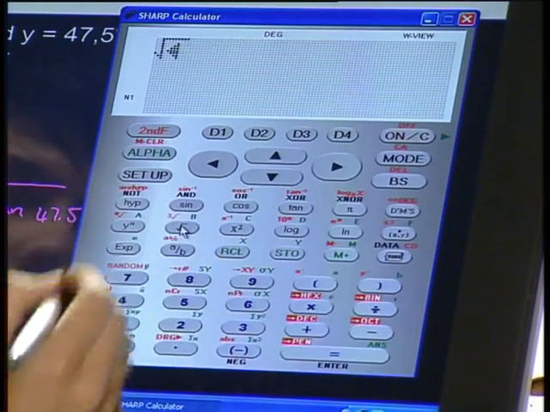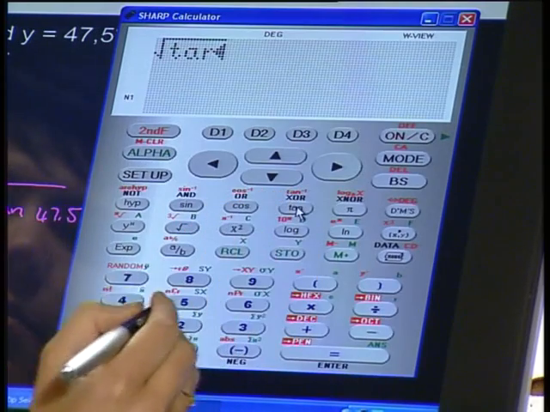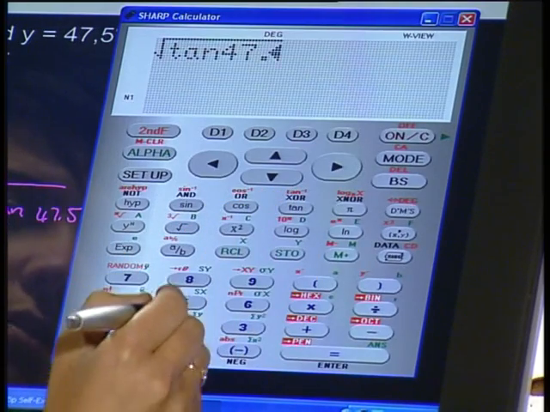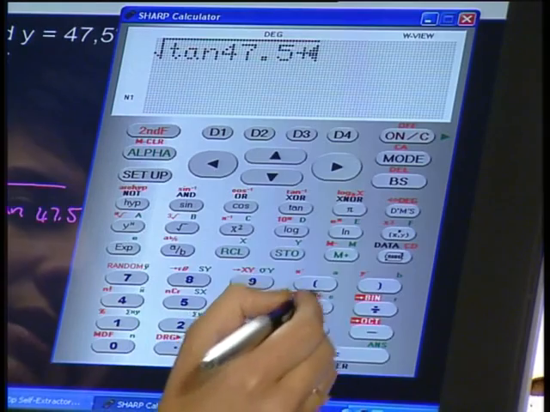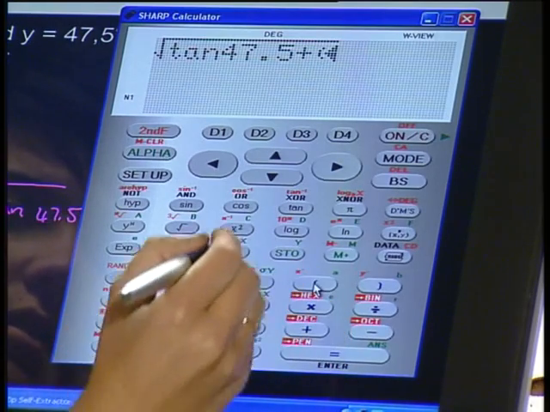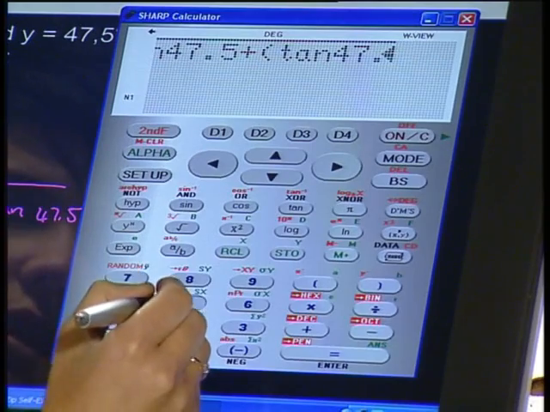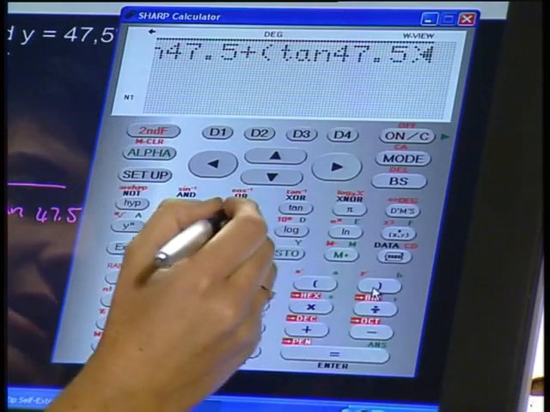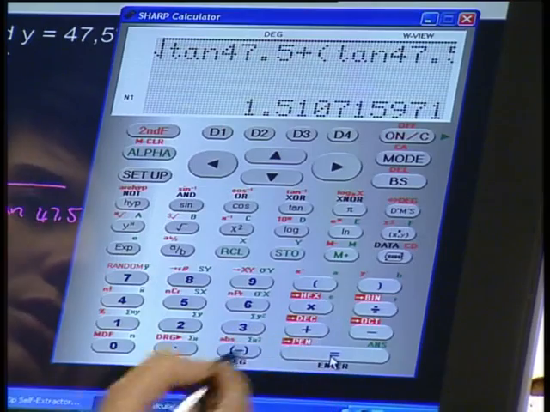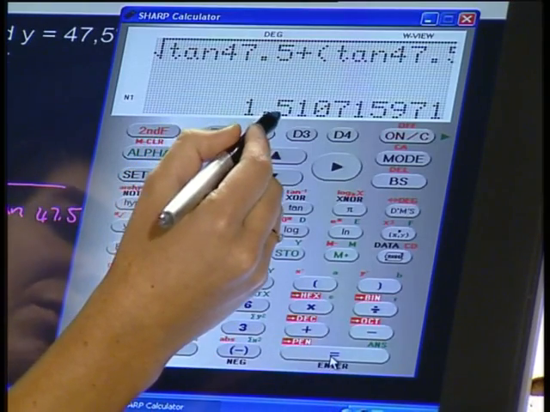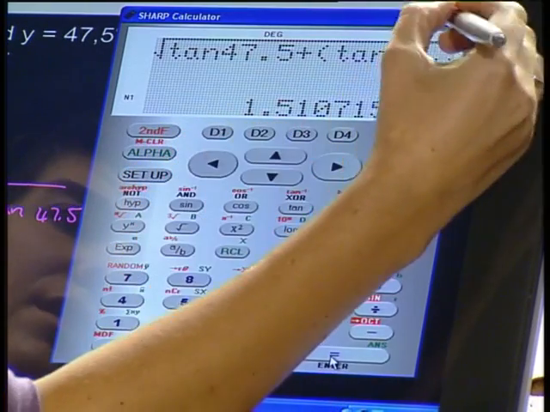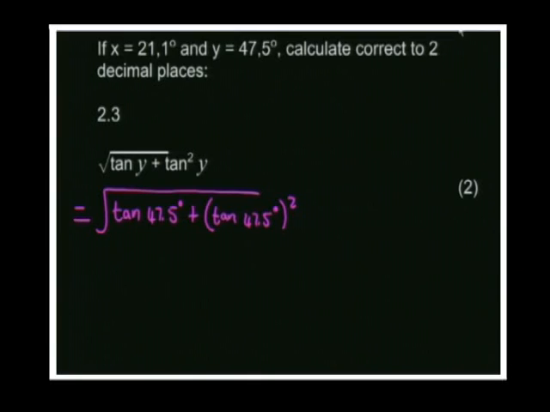So let's try and do that quickly. We have square root tan 47.5 plus tan 47.5 and close the bracket and square it, equals 1.51, and that is basically my answer, 1.51.